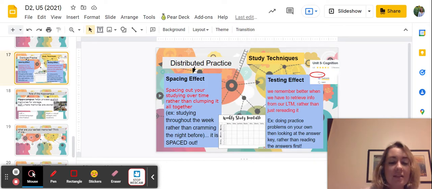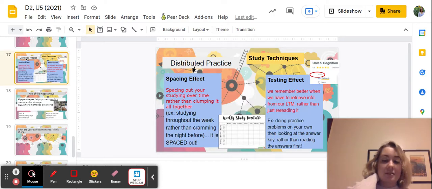So another term for this is called the spacing effect. So it's spacing out your studying over time rather than clumping it all together. Literally the opposite of cramming. So the spacing effect says that if you do your Quizlet and do your vocab packet every night rather than save it for the end, that's kind of a form of chunking, right? And that you're chunking information into small groups rather than putting it all into one big thing. So creating a little weekly study table or schedule is good for you.